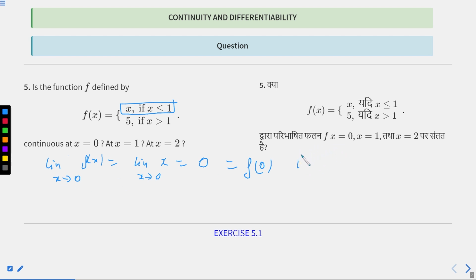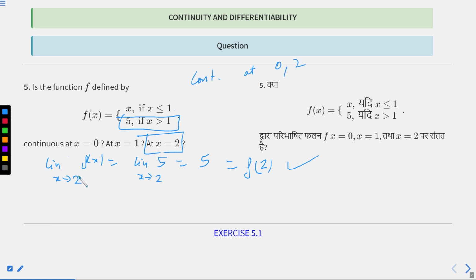It is continuous. Now let us check for this also. If x tends to 2, then 2 is greater than 1, so we will be choosing this. Now f(x) will be the constant function 5. So the limit will be just 5, and this is the same value as f(2). So continuous. So continuous at 0 and 2.